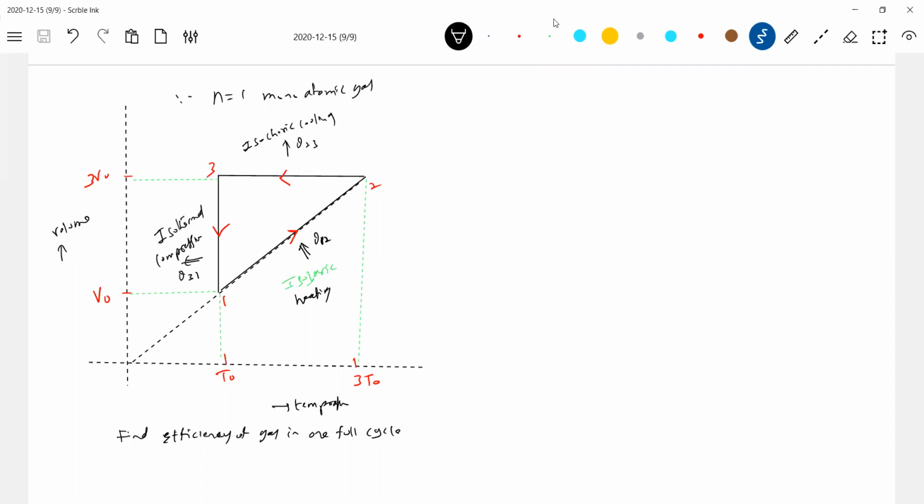Where all is it absorbed? In 1, 2. Where all is it rejected? Q2, 3 and Q3, 1. So Q positive is Q1, 2. We have that formula. In isobaric heating, 1 mole of gas, nCp(T2 minus T1). The problem is very simple. Monatomic gas, 5R by 2, temperature 3T naught minus T naught. So this will be 5RT naught.